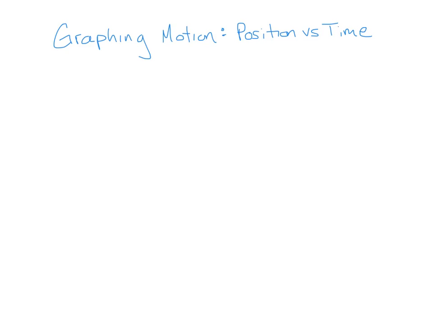Alright guys, today we are going to start talking about graphing motion, and we're going to start off by talking about position versus time graphs. Over the last several days we've done two different position versus time graphs. One was for a constant velocity model, and the other was for a uniform acceleration model. So let's remind ourselves about those.